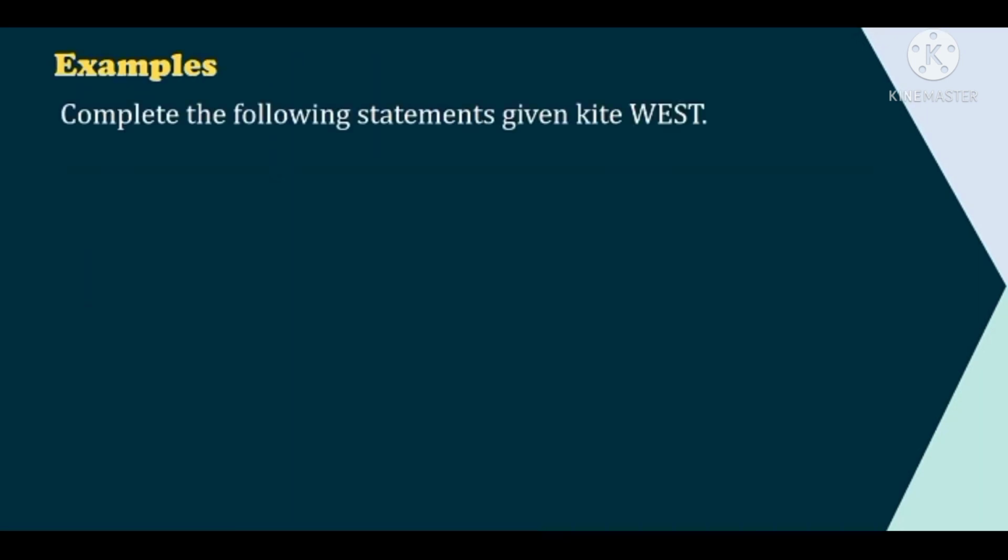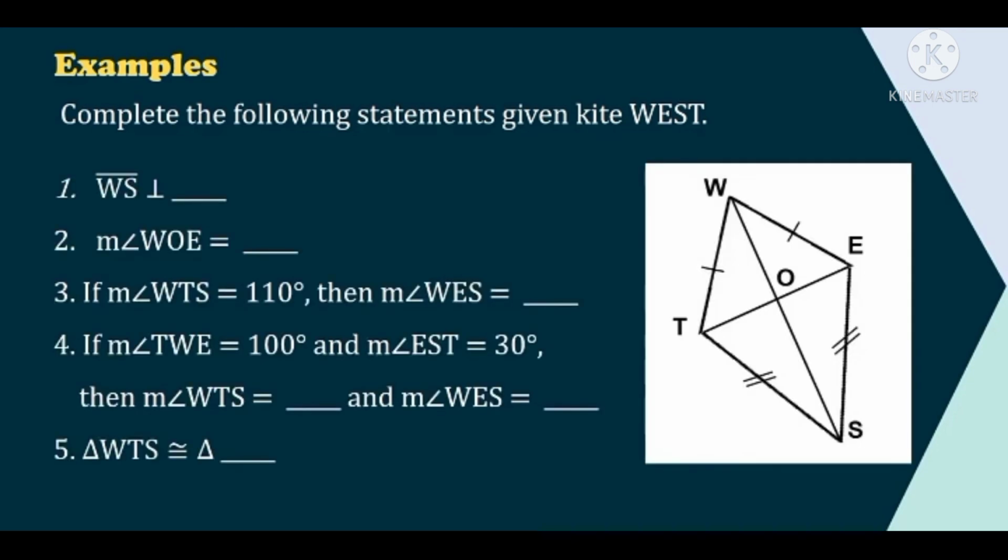Let us have an example. Complete the following statements given the kite WEST. Number 1. Segment WS is perpendicular to segment TE. Remember that diagonal WS is perpendicular to TE because diagonals of a kite are perpendicular. Number 2. The measurement of angle WOE is equal to 90 degrees because these two lines are perpendicular and it forms a right angle.